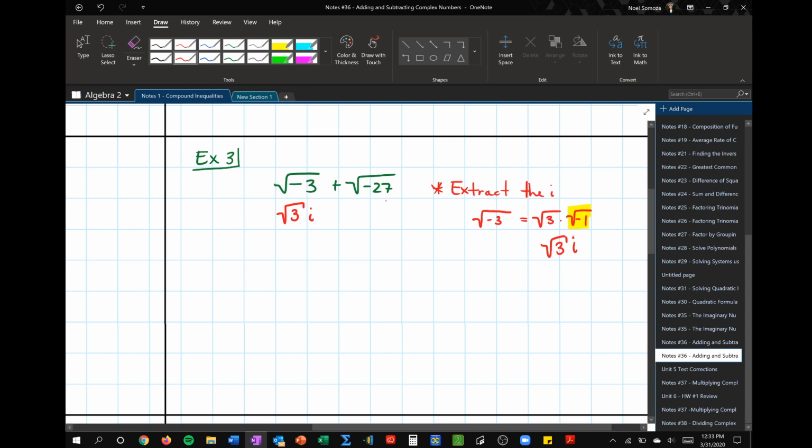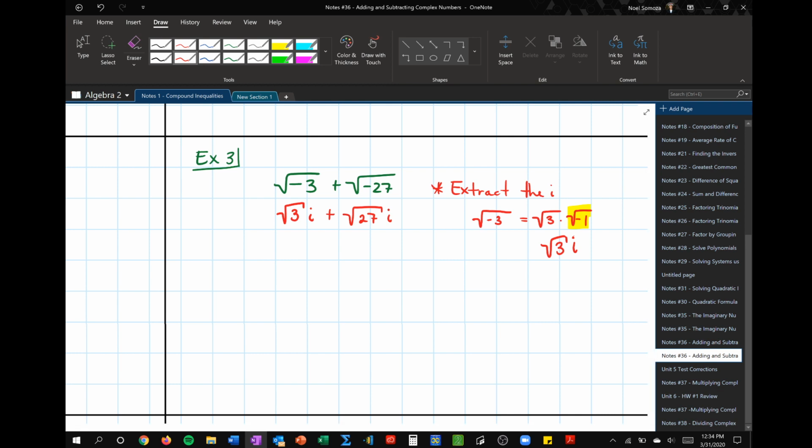Okay, now the same thing happens with 27, right? So we have plus the square root of, I can change this to +27, but if I change it to +27, I need to bring the i to the outside. Okay, all right. Now this is where it gets a little tricky. Okay, I have the square root of 3 and the square root of 27.